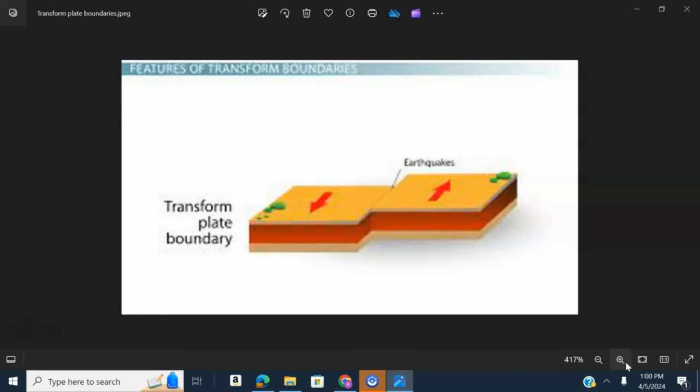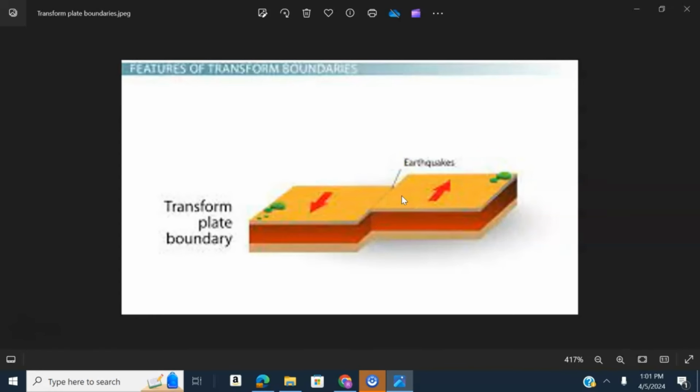Now, at a transform plate boundary, the plates are sliding past each other. That's the movement. As you can see in this picture, both plates are sliding past each other in opposite directions. And what this does is it results in a feature known as faults. Right along this area, we have a feature known as a fault. We know that major earthquakes are produced along transform plate boundaries, but an earthquake is not a feature. Hence, faults would be produced right here.